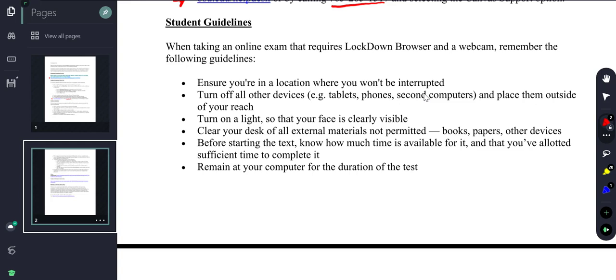So in this exam, you can't have books, papers, and other devices, but you can have a note card. I will say this, you can have a blank piece of scratch paper, and at the end of the exam, you need to show that you're tearing it up. Hold it up to the camera and show that you're tearing it up.